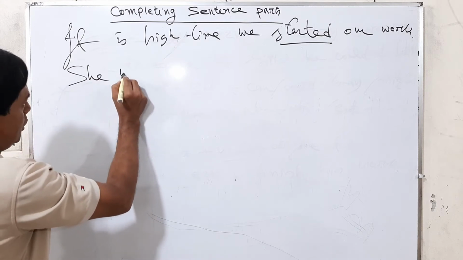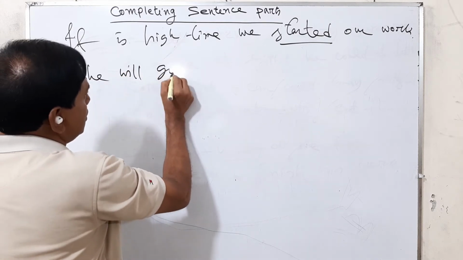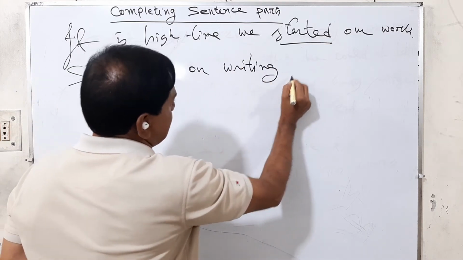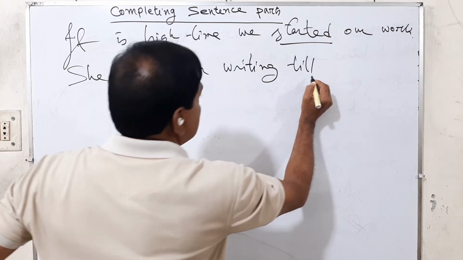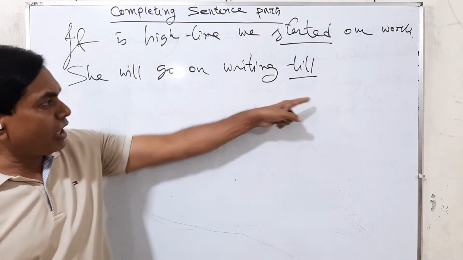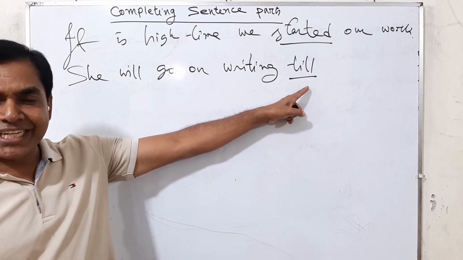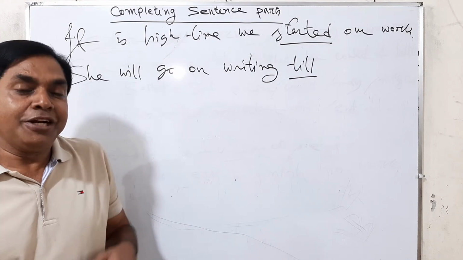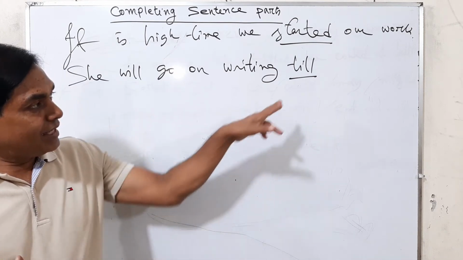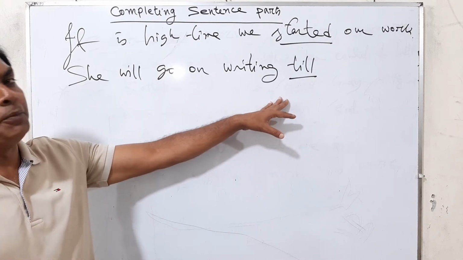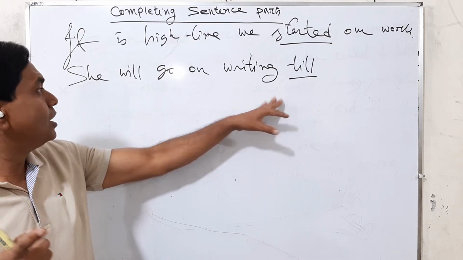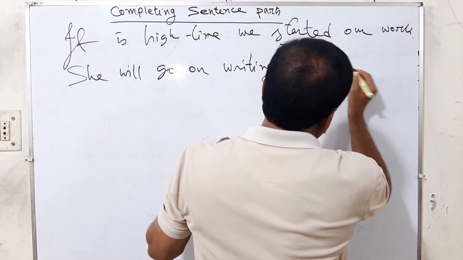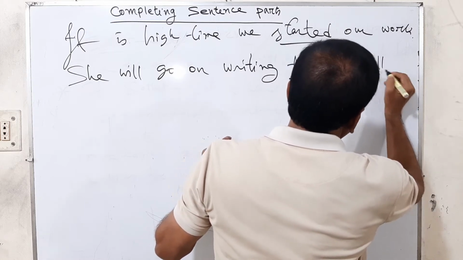She will go on writing till. Look at it. Till or until. They indicate the limitation of action, how long the action will happen. That is, it indicates the time of action, the duration of action. Look at it. She will go on writing till the bell rings.